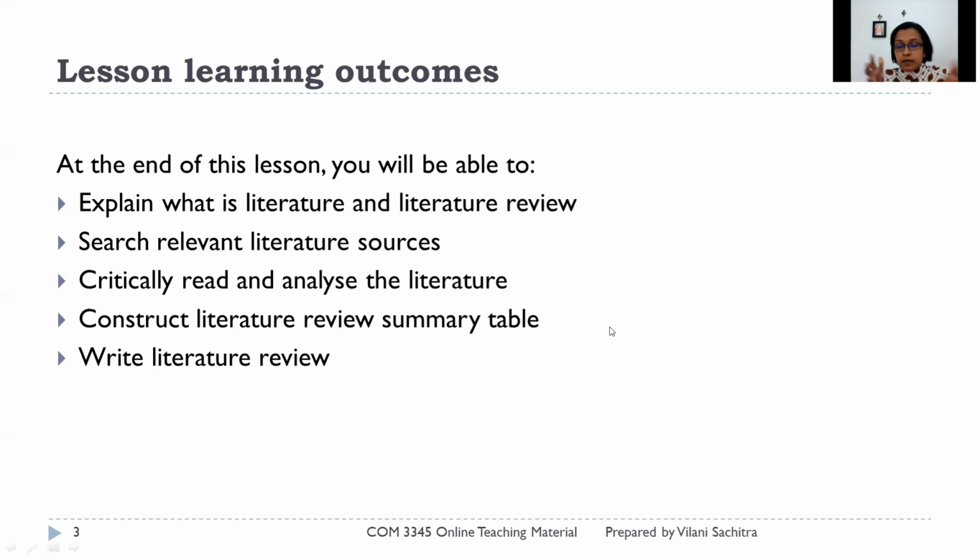Then you have to construct the literature review summary table. This is very important, because once you read the relevant article, you need to prepare a summary table. That summary table gives you a clear picture of what is already published relevant to your research area. It helps you make sure what your study is about, how your study is important to others, and how it is going to differ from the prior studies, right? And finally, we guide you on how to write the literature review, right? So these are the things we are normally going to discuss during this session.